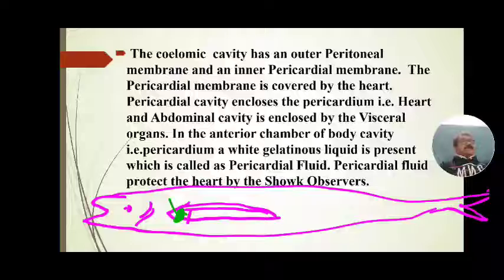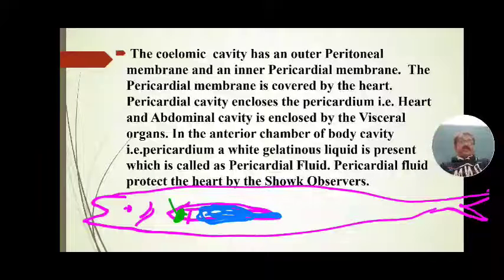The second, next chamber is a large, spacious chamber, called the abdominal cavity, which is shown in blue color. This abdominal cavity encloses all the visceral organs or the alimentary canal. Since the visceral organs are present inside it, it is also called the visceral cavity.